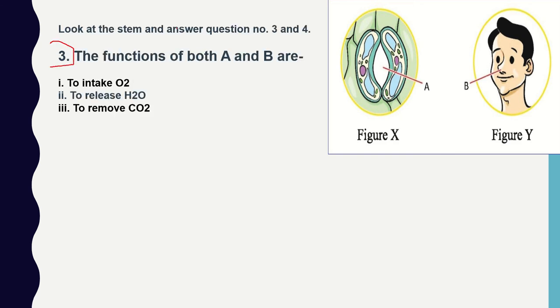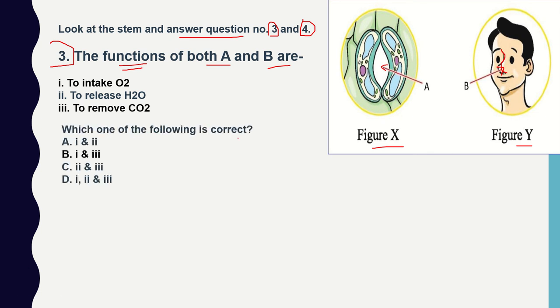Number 3, look at the stem. You need to see the picture here. Here is figure X and figure Y, and questions 3 and 4. So number 3 first: the functions of both A and B. This is A and this is B. This is a plant body, where you know there is the stomata, and this is a nose we use for respiration. The function means how they work. Here are also options: which one of the following is correct? It will be 1, 2, or 3. So you need to figure out which one is the correct answer.